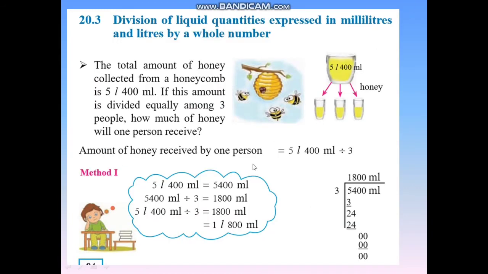Let's look into the first method. Convert the whole thing into one type of units. It's better to convert the whole thing into milliliters. Then we get 5400 milliliters. When we divide it by 3, we get 1800 milliliters. This 1800 milliliters we can then break into liters and milliliters as 1 liter 800 milliliters.